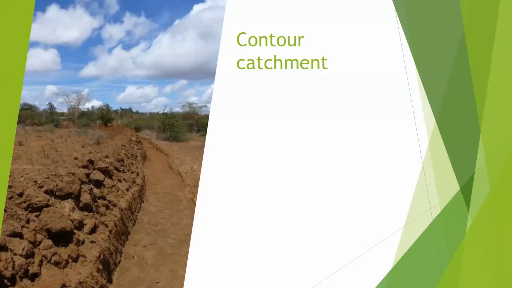So here's some examples of contour catchment. A swale. Look, it's a ditch. It's on contour, it's level. So when there's water in that ditch, it's not going to flow sideways, it's going to sit there. And over time, it will then slowly soak into the ground.